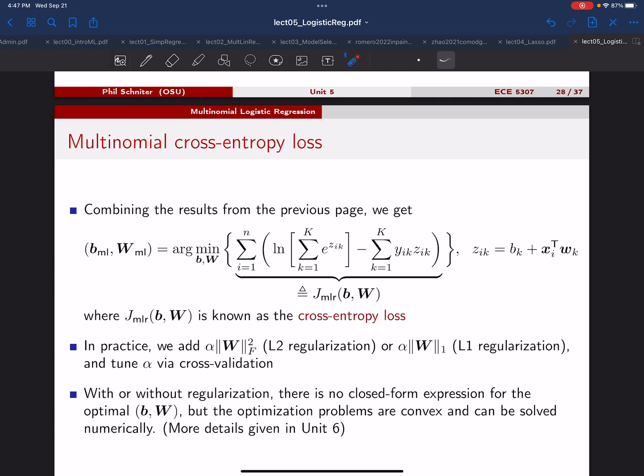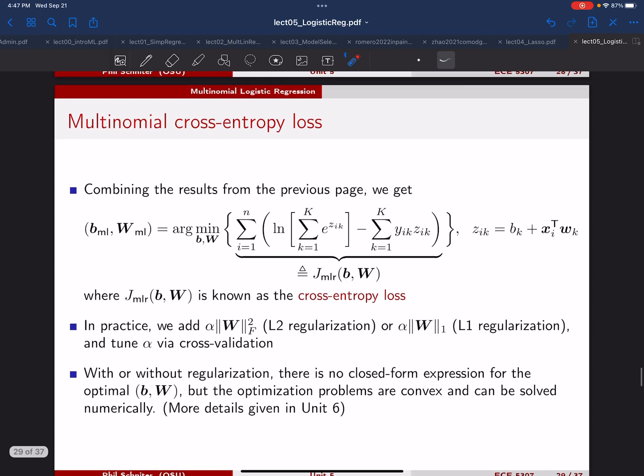Is regular cross-entropy the same thing as categorical cross-entropy? Or is categorical a different equation? I'm not sure what you mean by categorical cross-entropy. Like in TensorFlow, you have binary or categorical, or sparse categorical. Probably it's this. Yeah, probably this. Okay.